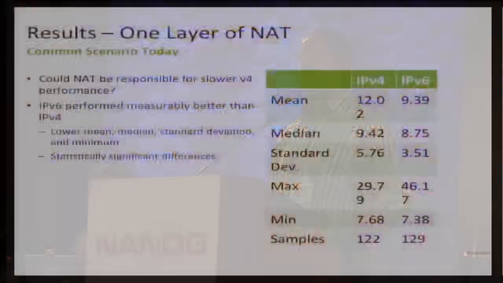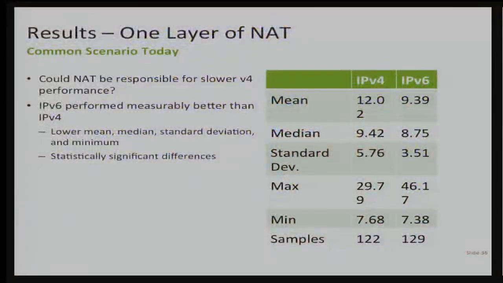So, 1 layer of NAT. Could this be the cause of the slower V4 performance? It sure looks like it from this. The mean for V6 is lower than V4. The median is lower. There is less variability. We did have 1 spurious sample, so the maximum time was a little higher for V6, but the minimum was lower. This looks pretty cut and dry, right?